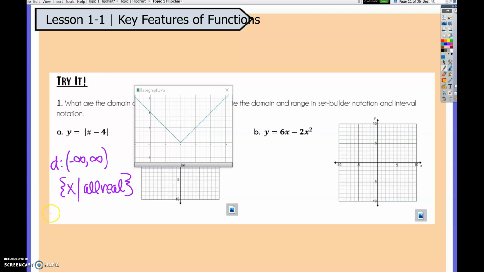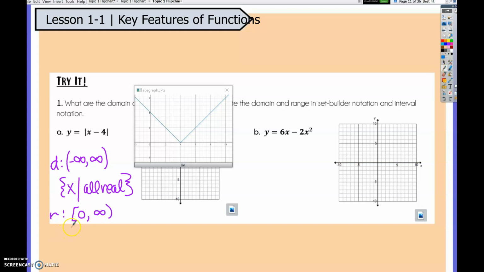Now for the range, that's the y values, how high and how low it goes. We see it's going to extend forever. They're going to keep going on that absolute value, but it bottoms out here at 4, 0. It's very important that you use the y value where this is starting. So we don't really care about that 4. That's the x value. So we're going to say our range starts from 0 and includes 0, so a hard bracket, and goes all the way to infinity.